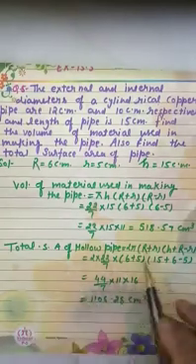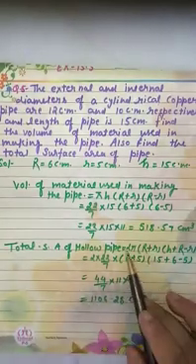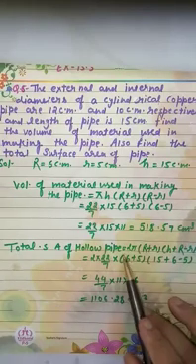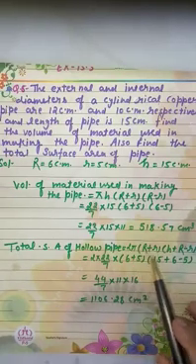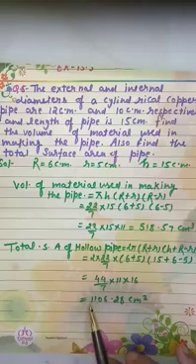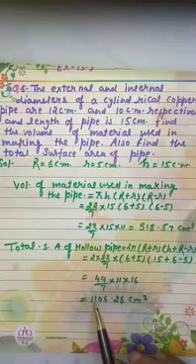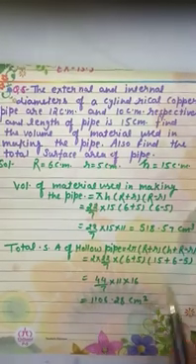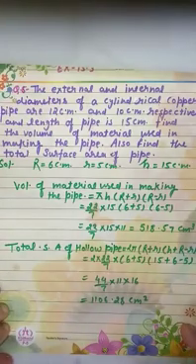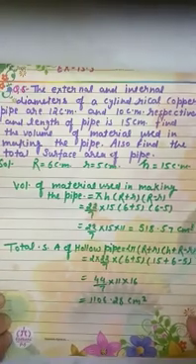Class, now the total surface area of hollow pipe. Total surface area formula will apply. Put the value of pi, capital R, small r, h. So after the calculation the value will be 1106.28 centimeter square. This is the total surface area of hollow pipe.